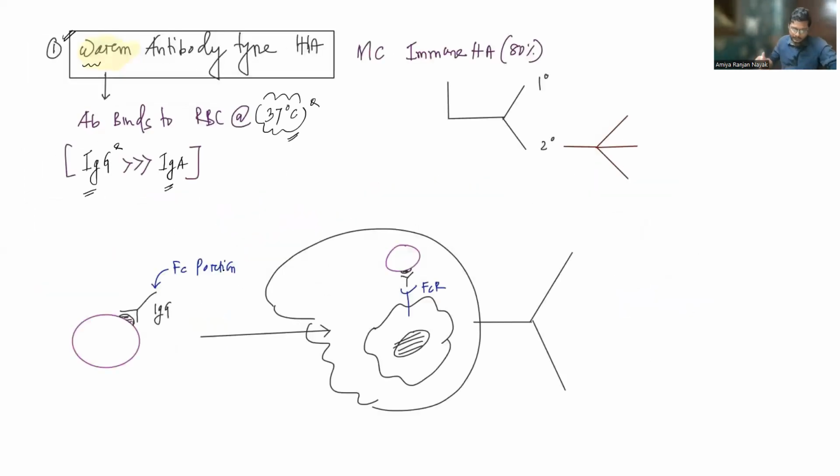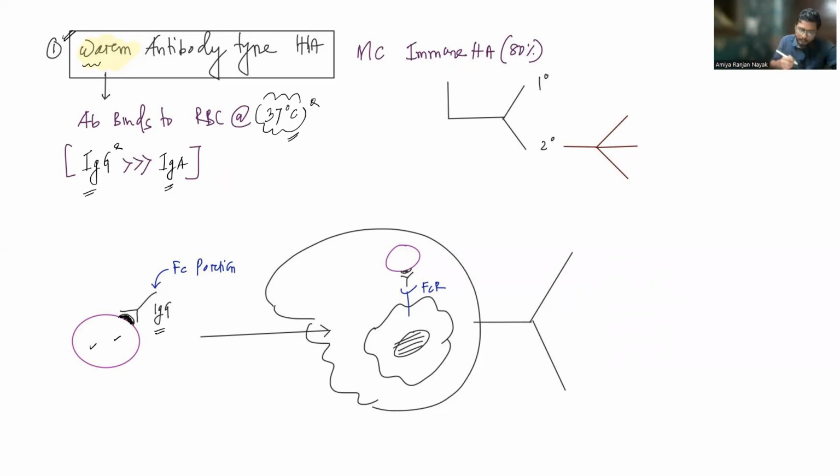Now, what happens if we have anti-RBC antibodies against the antigens over the surface of RBCs? These antibodies can bind to the RBC. As you can see, this is the RBC, and we have one antigen over the RBC. The antigen can be anything. Now this IgG recognizes this antigen over the surface of the RBCs, and the antibody can bind to the RBC.